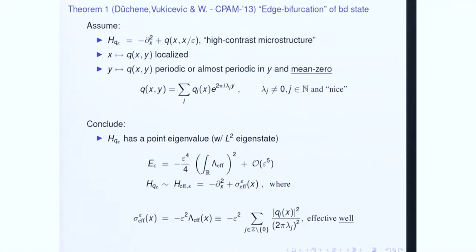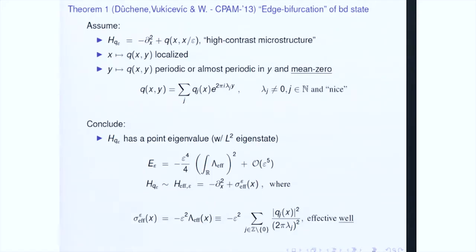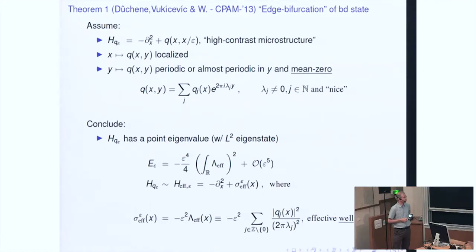The conclusion is that this operator, although its average is 0, and homogenization would predict just no bound states, this actually does always have a bound state. And here's its expansion. It's a bound state of size epsilon to the 4, minus epsilon to the 4 times some coefficient.